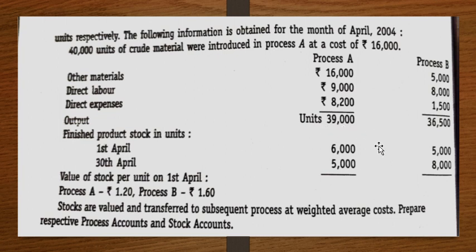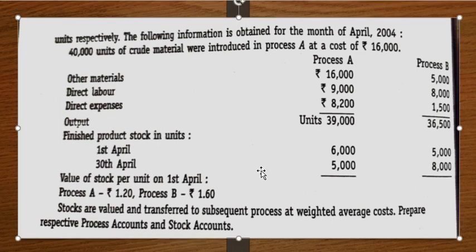Then they have given new information which is different from all the other problems we have solved till now. The finished product stock in units on 1st April they have given as 6,000 and 5,000 respectively for process A and for process B. On 30th April it is 5,000 and 8,000 respectively for process A and B.